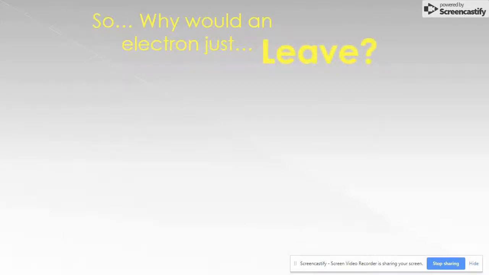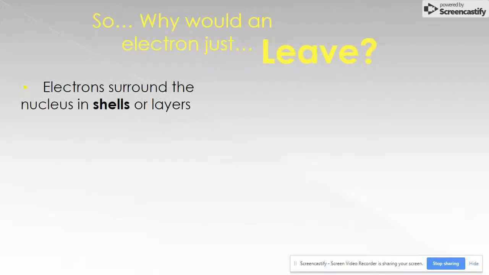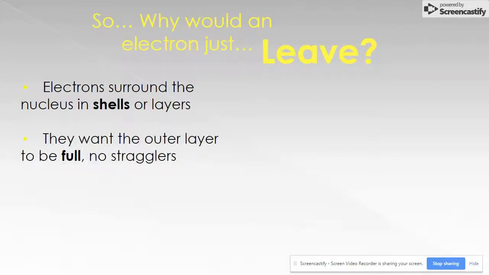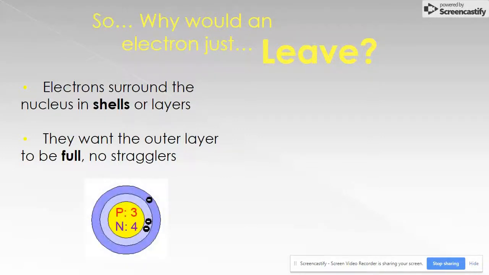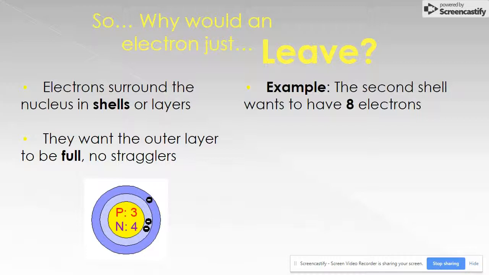Now, this part gets a little bit complicated, so I'm going to try to keep it simple. Electrons surround the nucleus of an atom in layers called shells. Each shell has a specific number of electrons it can hold, and once the closest layer is full, electrons begin to fill the next farthest layer. For this example, let's look at atoms that have 2 layers or shells of electrons. The second shell wants to carry 8 electrons. If there are exactly 8, then the atom is happy.